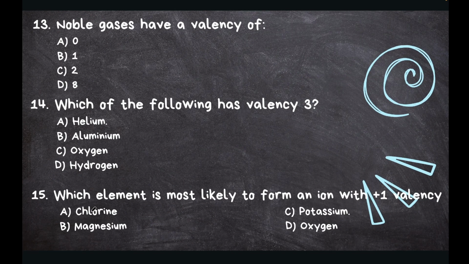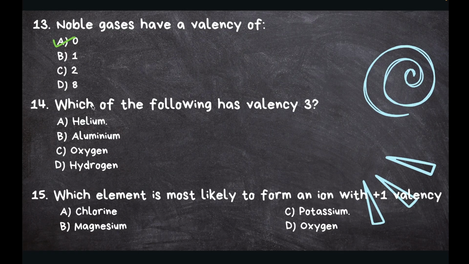Next question is, noble gases have a valency of? As we previously read, noble gases have zero valency because they are chemically unreactive. They are naturally stable gases. They don't need to lose, gain or share electrons to get a stable electronic configuration. So its valency will be 0. The answer will be A.